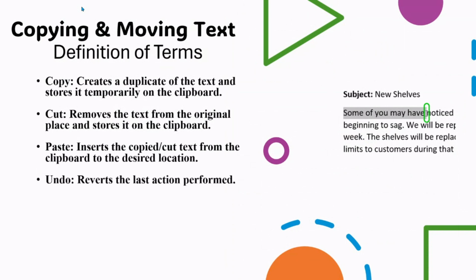And then we have undo, and this basically reverses the last action performed. So we're reversing right there. And I'm going to show you how that is done further on in this video. And then we have a definition for clipboard. A clipboard is a temporary storage area for copied or cut data, or if you want to say, a temporary storage area for copied or cut text.